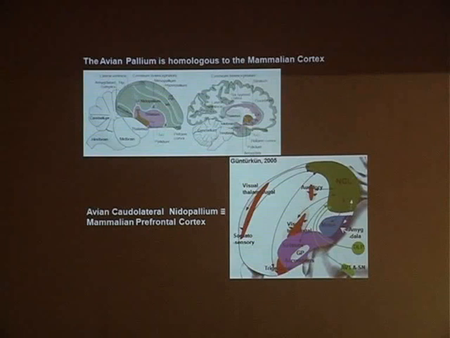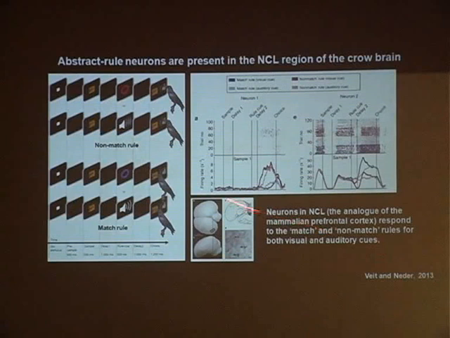A very recent study, this was by Veit and Nieder in 2013, they showed that this area actually had these abstract rule neurons. So what was done was they had taken carrion crows, two of them, and they trained them on matching either visual cues or auditory cues.